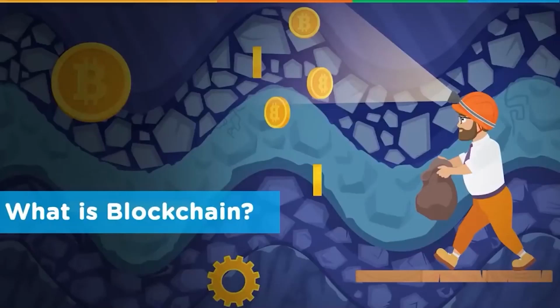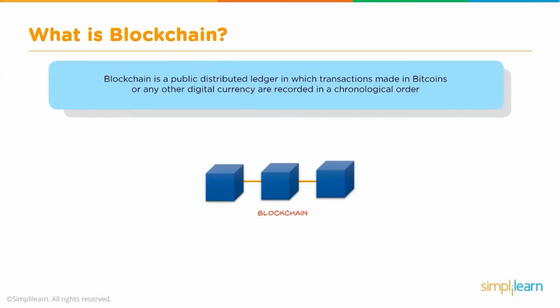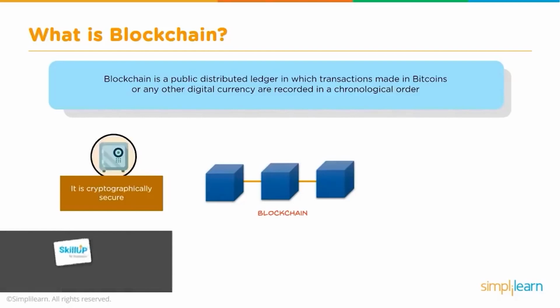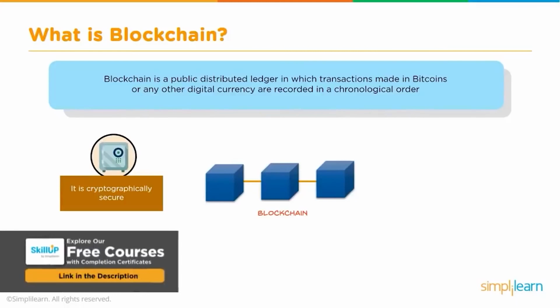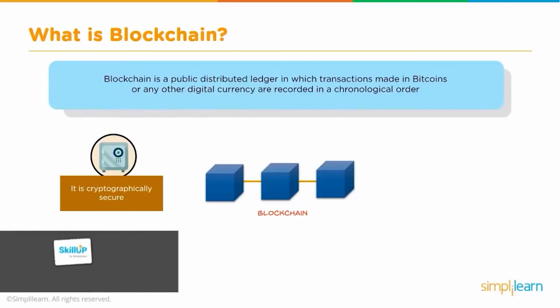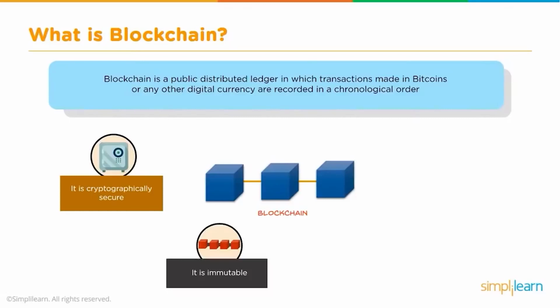Now, what is blockchain? Bitcoin runs on the underlying technology of blockchain. Blockchain is a public distributed ledger in which transactions made in Bitcoins or any other digital currency are recorded in chronological order. So let's see certain features. It is cryptographically secure, signed using your private key and then shared on the network with the public key. It is immutable. Any record or transaction added to the blockchain cannot be modified or altered.